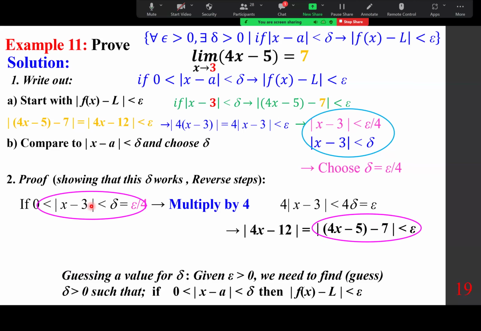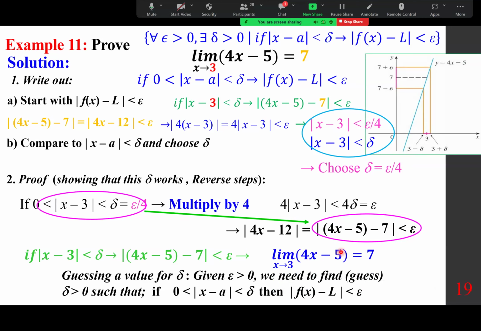And so from here, we ended up here. So we're going to write this one in conjunction with this one. And then we just proved if the absolute value of x minus 3 is less than delta, the absolute value of 4x minus 5 minus 7 is less than epsilon. And that is, again, the reverse process. We are going back, shows the limit of 4x minus 5 as x equals 3 equals 7.